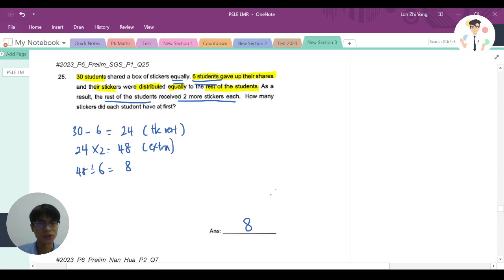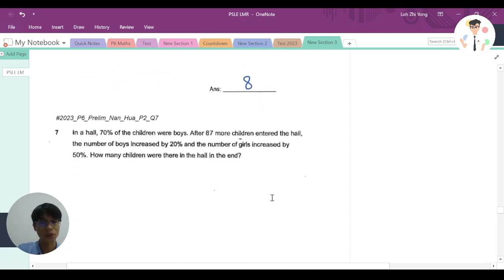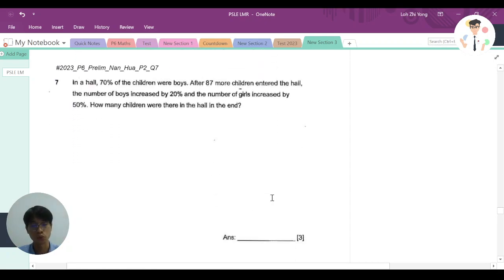This is a very common question that we've seen a few times before. Let's move on to the next question from Nanhua paper 2, question number 7. Of course there are many ways to solve this, but I decided to use a slightly interesting method to solve this. So you can take a look.